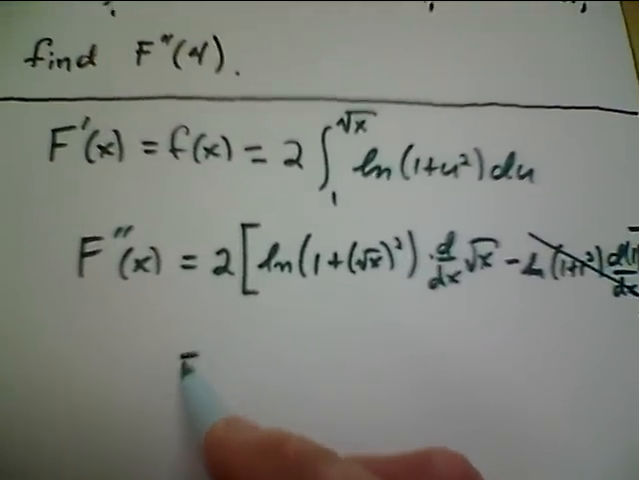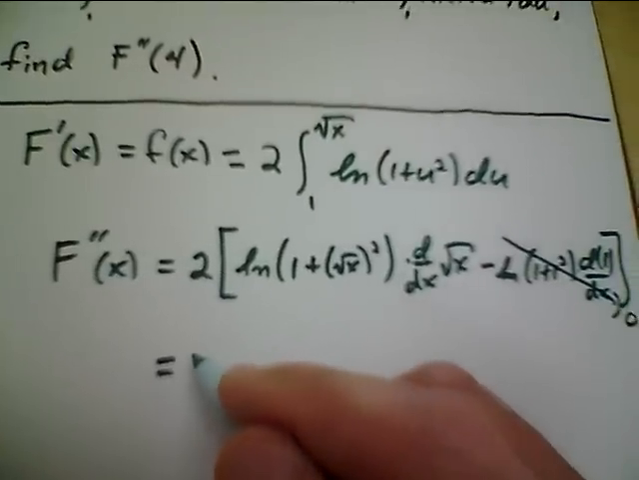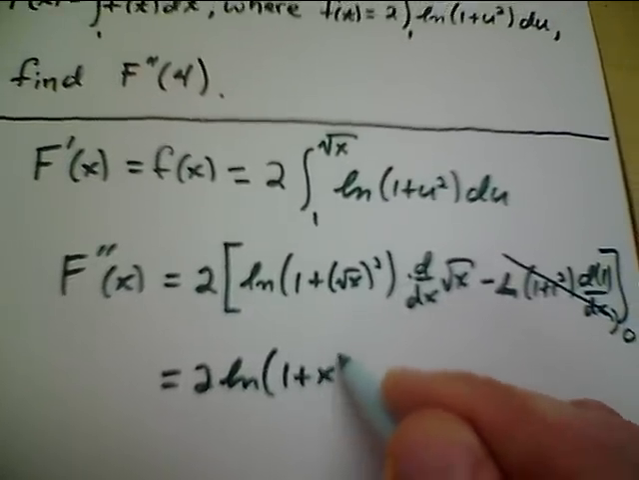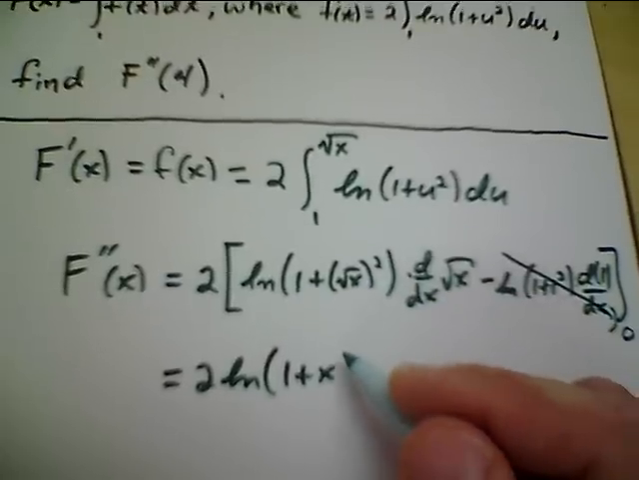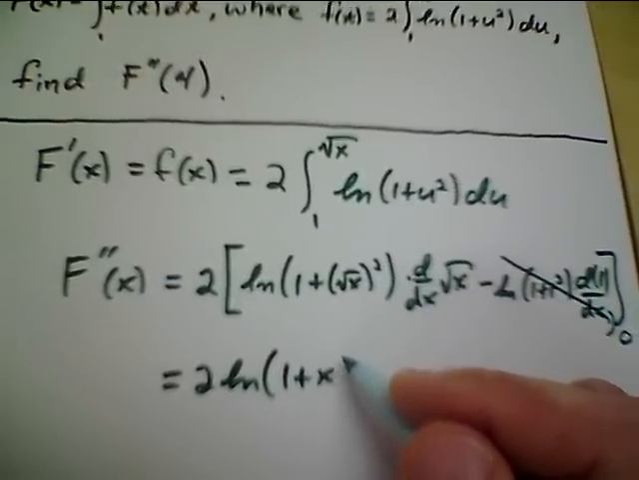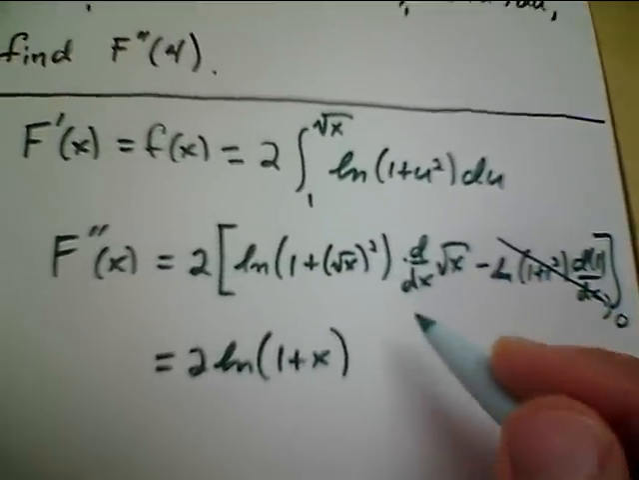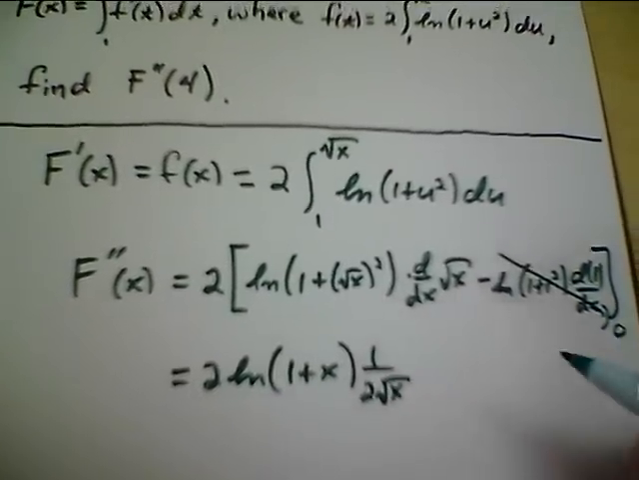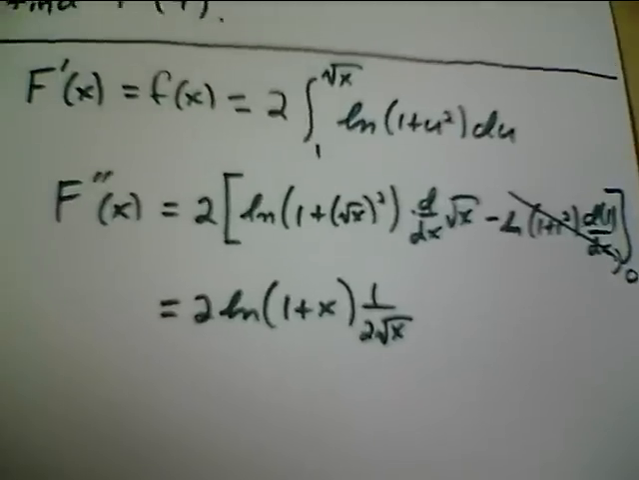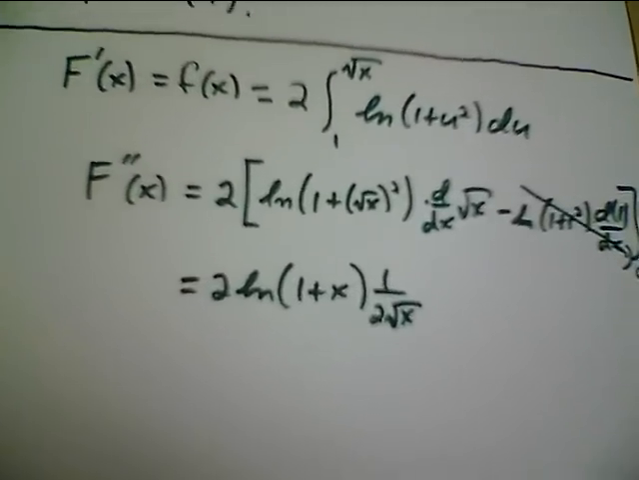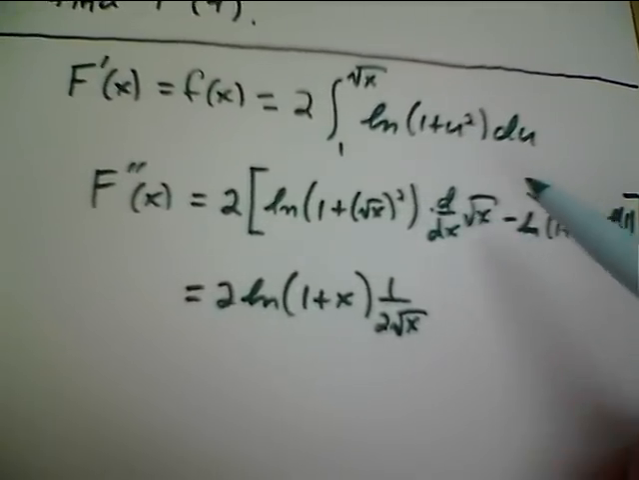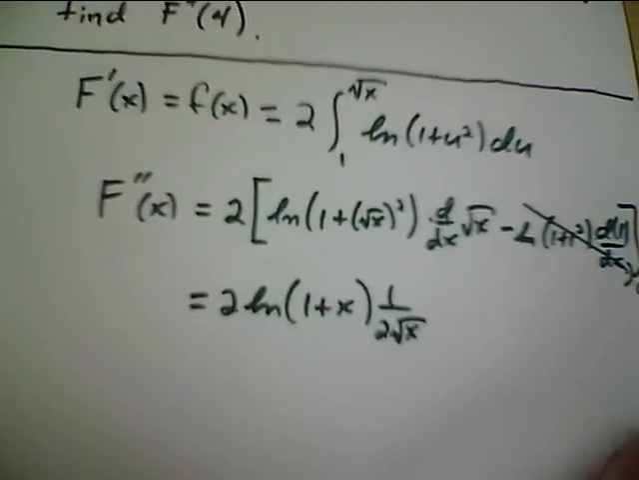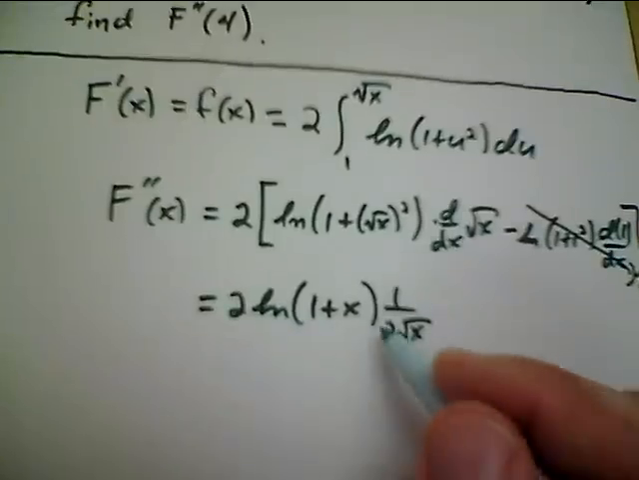Alright, so let's simplify what we have here. I'll push the 2 through, so we have the natural log of 1 plus x, because the square root of x squared is just simply x, and then I take the derivative of the square root of x, and that is 1 over 2 square root of x. You should be able to work that out at this point in your mathematical career. That's x to the 1/2, so it's 1/2 x to the minus 1/2, and I just write the x to the minus 1/2 as a square root of x in the denominator.